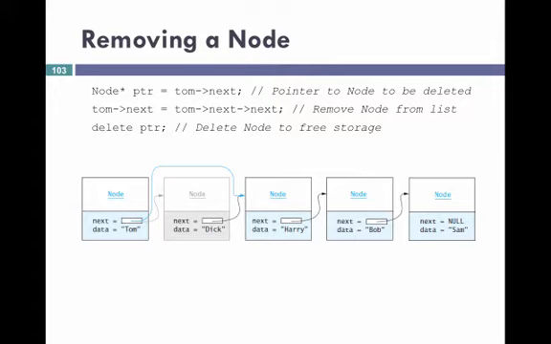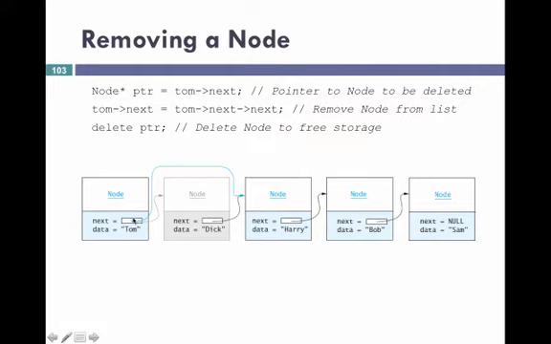To remove a node from a list, we need a pointer to the node to be deleted. So we'll have a local variable pointer that'll point to Tom arrow next. So Tom arrow next points to Dick. So PTR points to Dick. And then to remove the node from the list, we say Tom arrow next, which currently points to Dick in the gray, will get assigned to Tom arrow next arrow next.